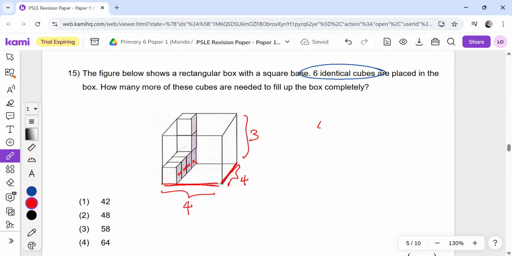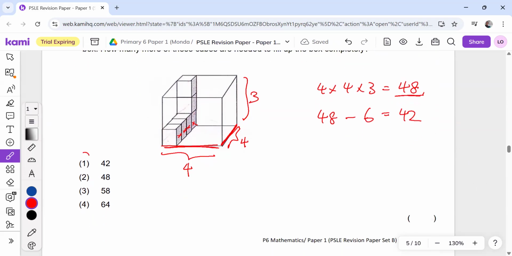So in total, how many cubes can you fill the box? 4 times 4, 16. 16 times 3, 48. So you can have 48 cubes to fill the box. There are already 6. So how many more can you fill the box? 42. You can put in another 42. So the answer is number 1. Okay, Billy, do you get the answer correct?